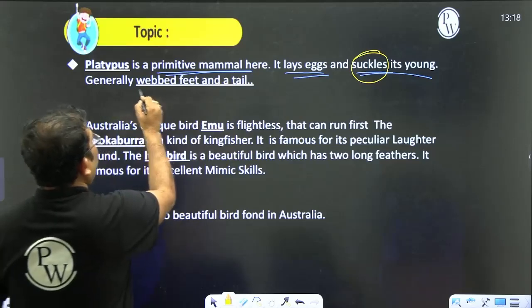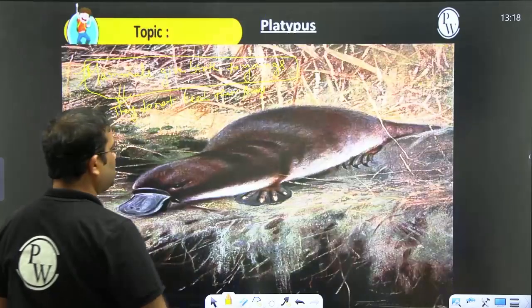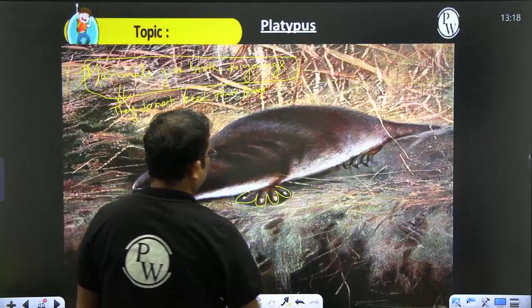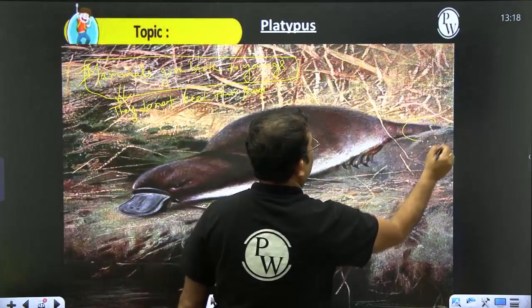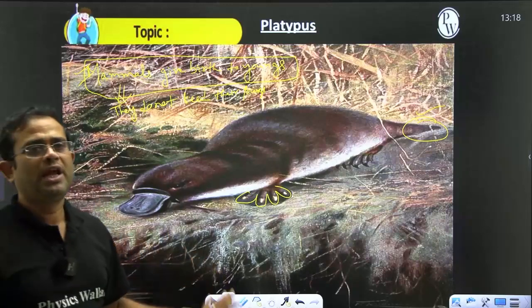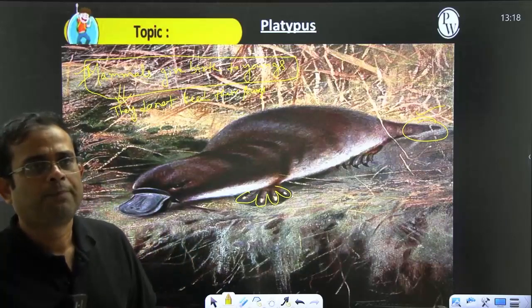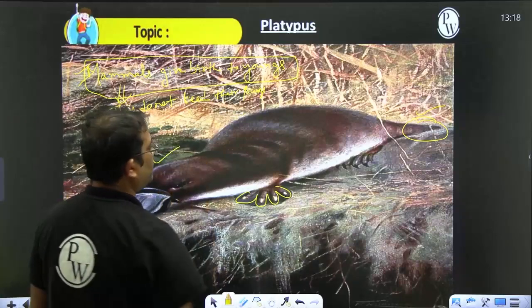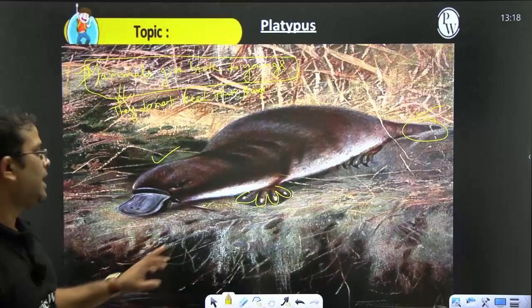It generally has webbed feet and a tail. You can see this one has the tail also. This is the platypus. This is unique only to the Australian continent.